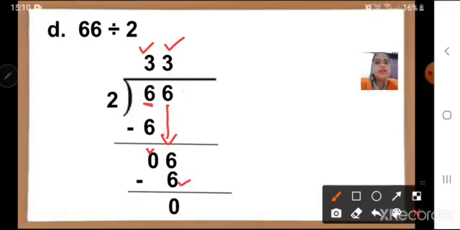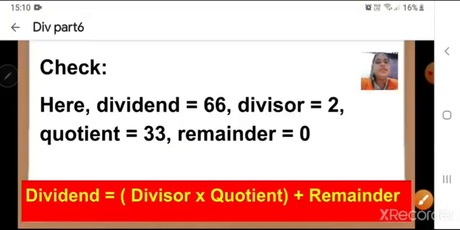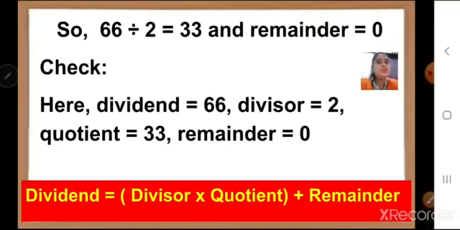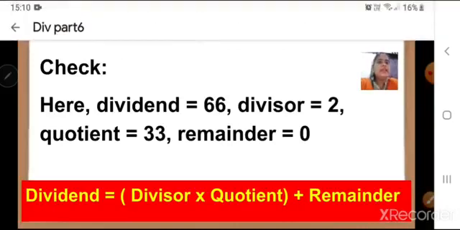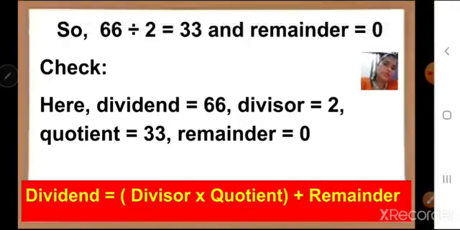Now there is no other number to come down. So that means we have to stop. So we can say that 66 divided by 2 is equal to 33 and remainder is equal to 0. Then we will check the answer. For checking we have to write what is dividend, what is divisor, then what is quotient, what answer you have got, and the remainder. After that we have to write the formula. The formula is dividend is equal to divisor into quotient plus remainder.